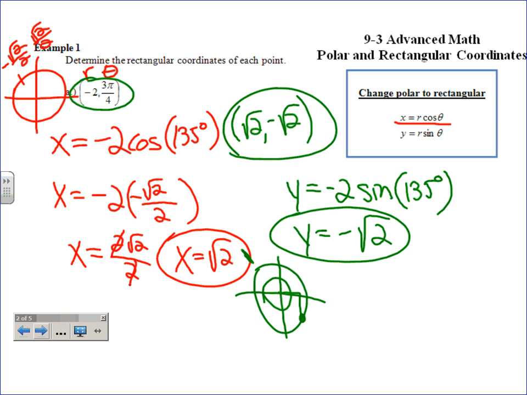It would be. So they would be in the same spot, is the whole idea. One is rectangular. That's this one right here, square root of 2, negative square root of 2. One's polar, same point. They can flip-flop. Okay. So that's how you change over. So why don't you try that one right now on your own?